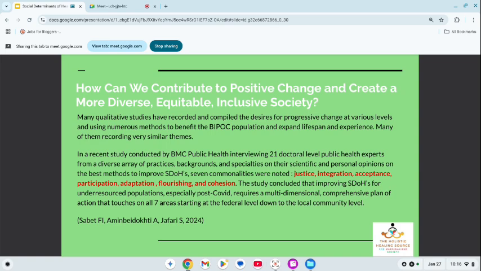The study concluded that improving social determinants of health for under-resourced populations, especially post-COVID, requires a multidimensional, comprehensive plan of action that touches on all 7 areas, starting at the federal level down to the local community level.